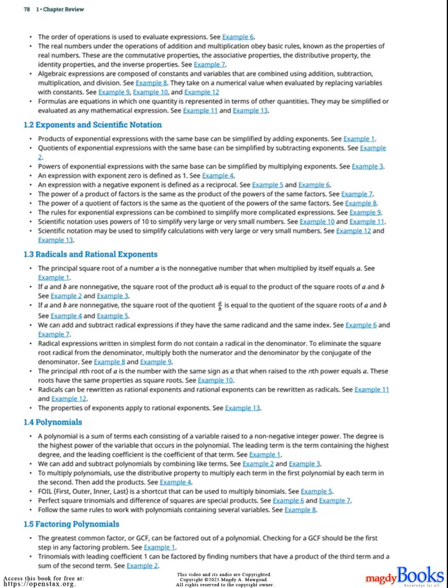1.2. Exponents and scientific notation. 1.2.1. Products of exponential expressions with the same base can be simplified by adding exponents. See Example 1.